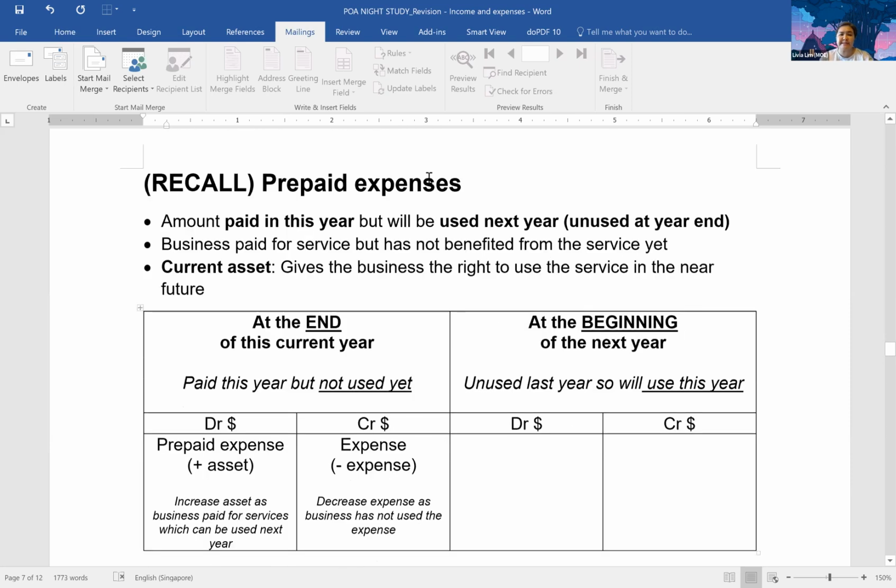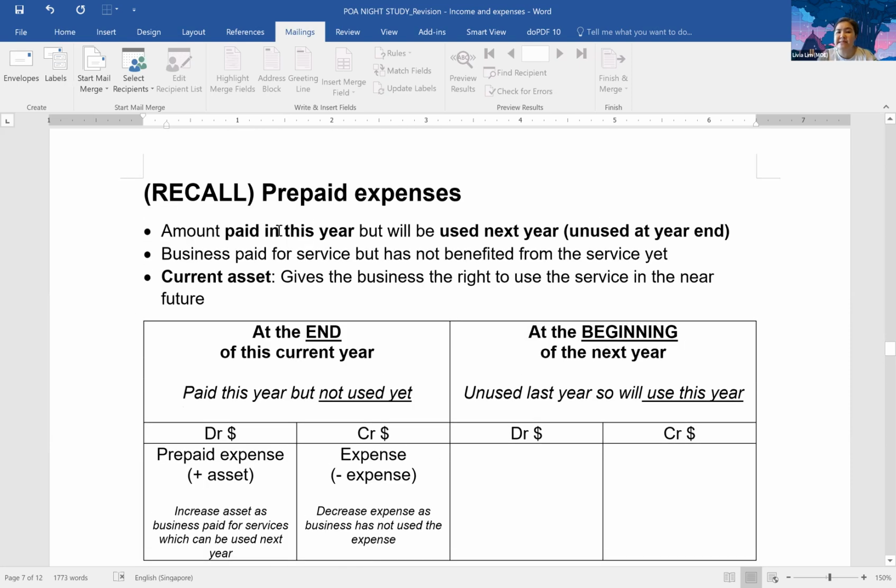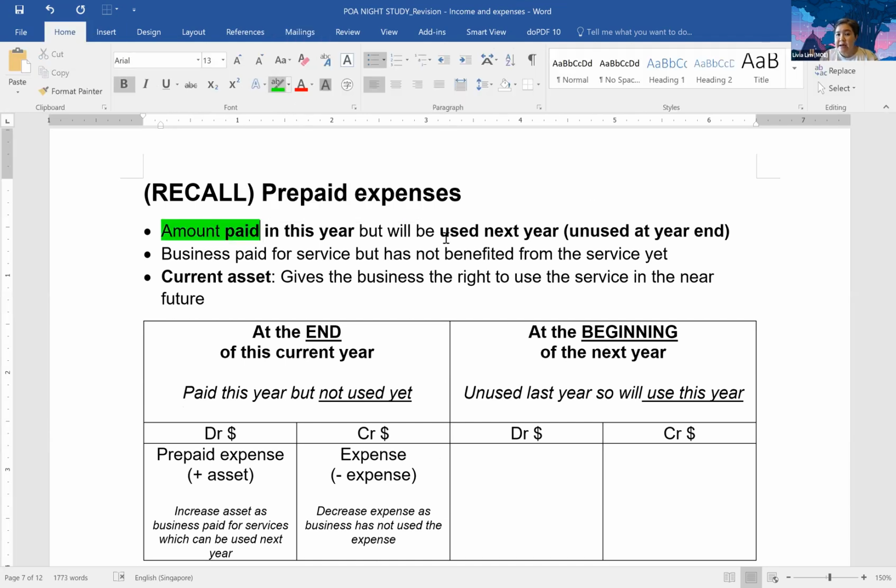Now, prepaid expenses are basically amounts that you have already paid. All right, you have already paid your expenses, but it's unused at year end. When are you going to use it? You will use it next year. Right, so your business has already paid for your expenses, but you haven't benefited from it yet.